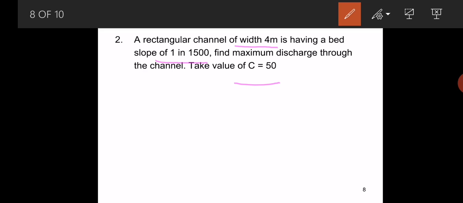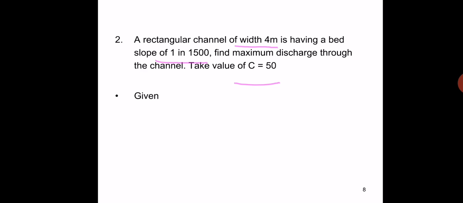Again he has asked for the discharge. We know that discharge Q is equal to area into velocity. Velocity is C into root m i, and m is equal to A by P. So first we have to calculate the area of the cross section and the perimeter of the cross section. For the most economical rectangular section, it should satisfy two conditions: the breadth of the rectangular channel should be twice the depth of the channel section, and m is equal to d by 2. From these conditions we calculate the area and perimeter.